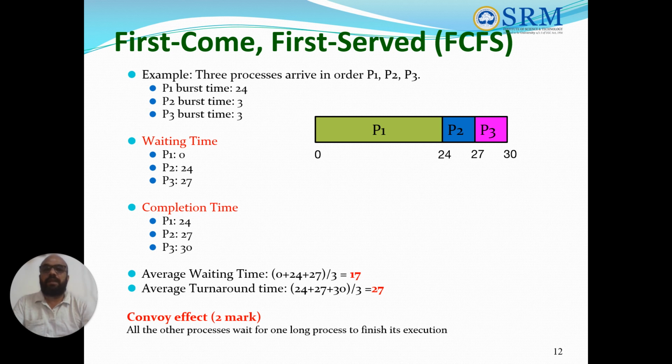When we calculate the average waiting time, we need to find the average of the waiting times of all the processes P1, P2, P3. So 0 plus 24 plus 27, divided by 3, gives us 17. In the same way, the average turnaround time is 24 plus 27 plus 30, which are the completion times of P1, P2, P3, divided by 3, so 27.